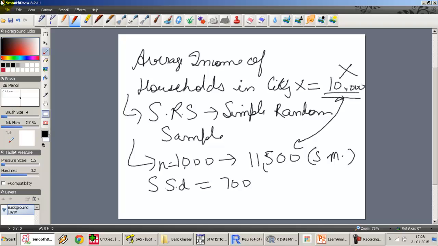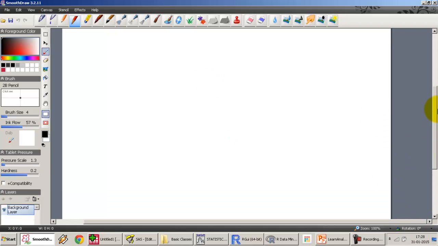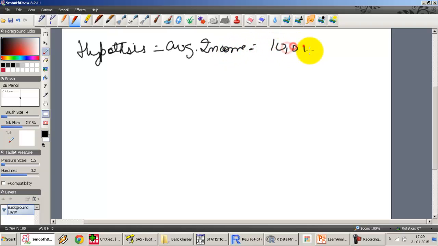So let's take up this exercise in a fresh sheet, right? The exercise maintains that we want to test a claim, or hypothesis. The hypothesis is that the average income is 10,000.